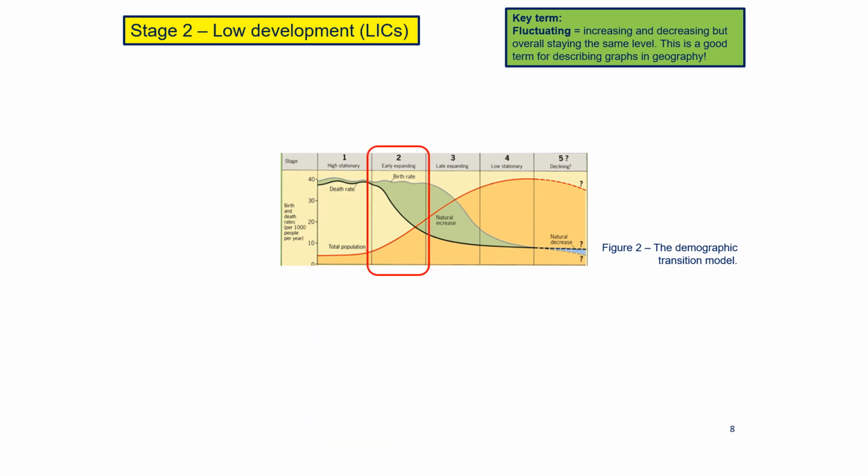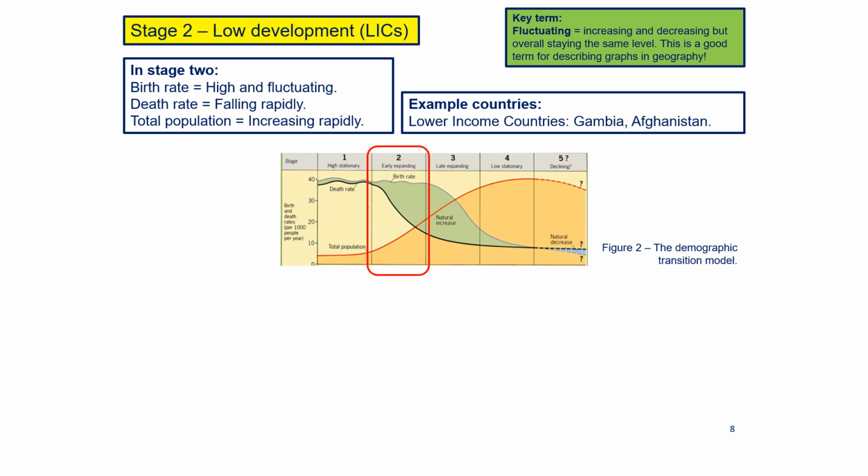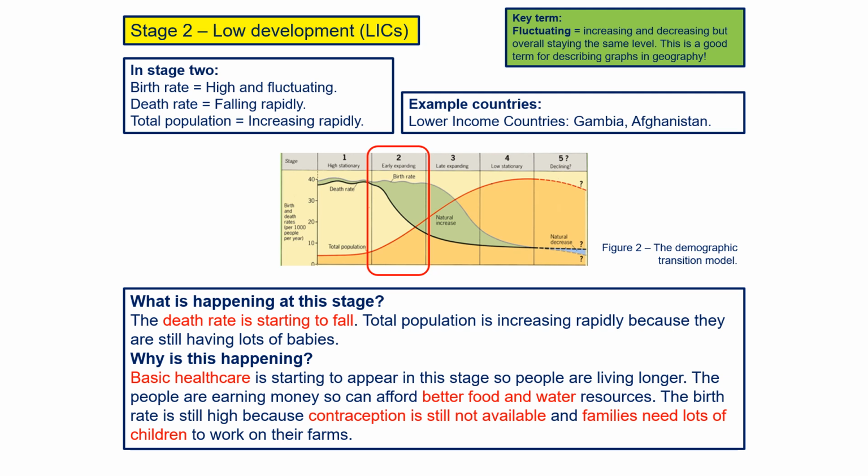Okay, in stage 2 we can see the birth rate remains really high, but the death rate falls rapidly, and as this happens, the total population increases really quickly, and this is called natural increase, more births than deaths. Example countries could be Gambia, Afghanistan, any LIC, and what we need to know is why is this happening. So what's key here is the death rate starts to fall.